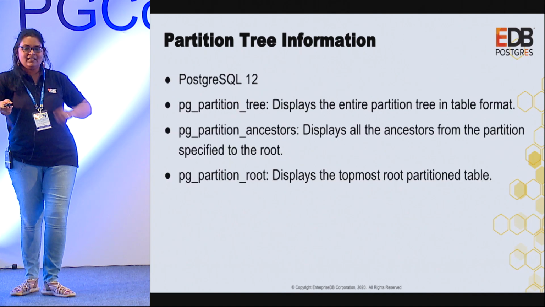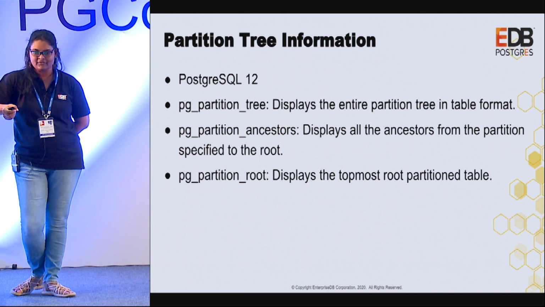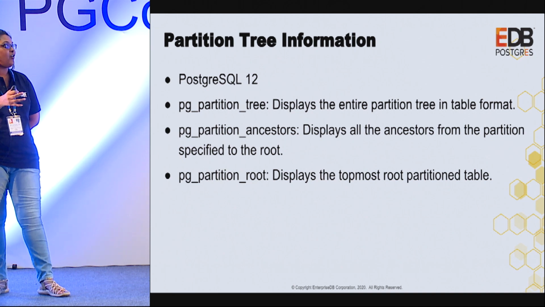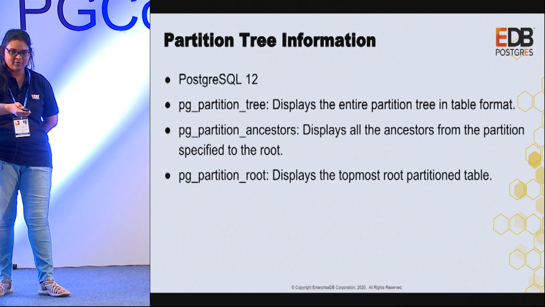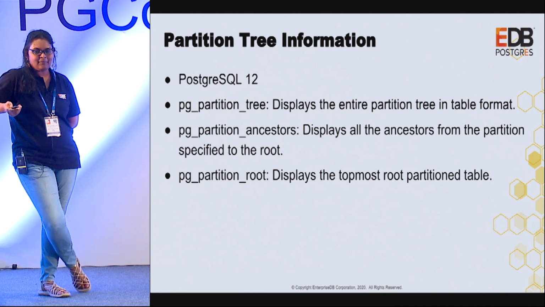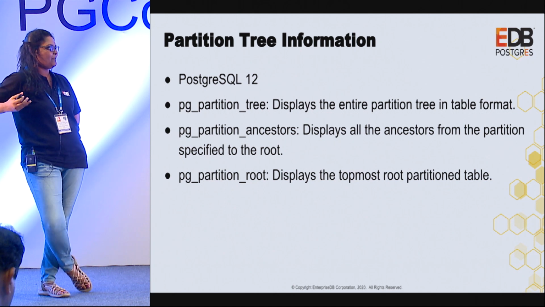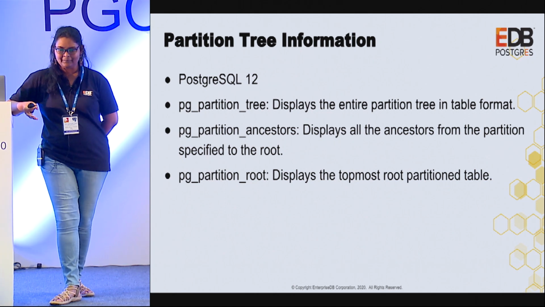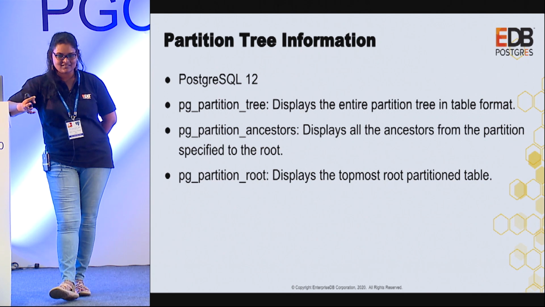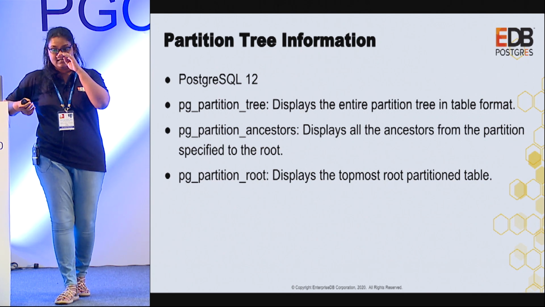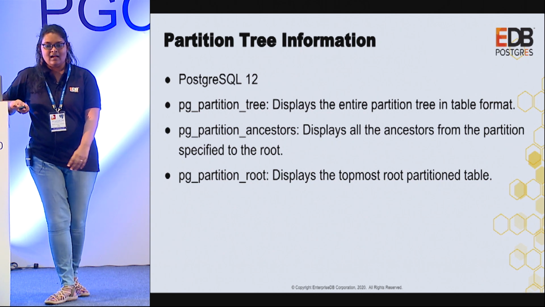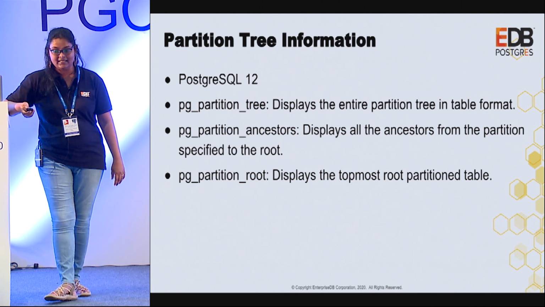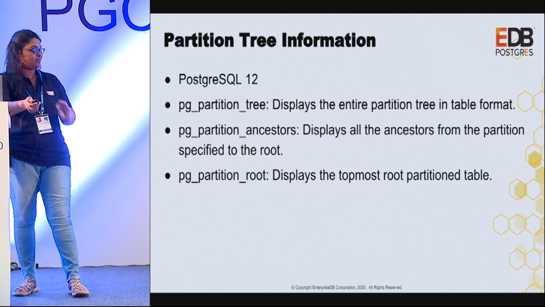In PostgreSQL 12, we had certain features to get the partition tree information out of the partitions that you have. When you say pg_partition_tree, it would display the entire partition tree in a table format. Then if you say pg_partition_ancestors of a particular table, it will display the ancestors of that particular partition till the root. And pg_partition_root would display the topmost root of a partition tree.